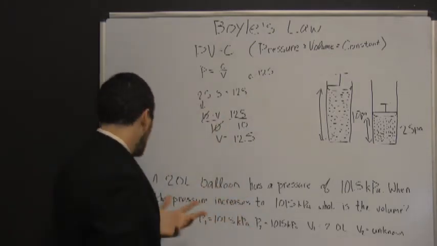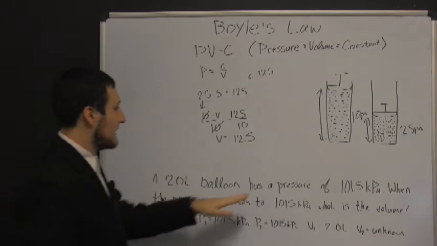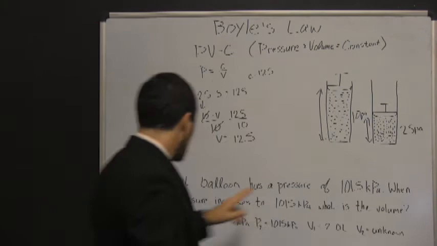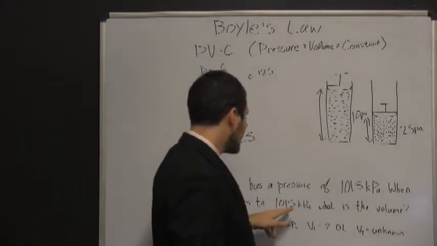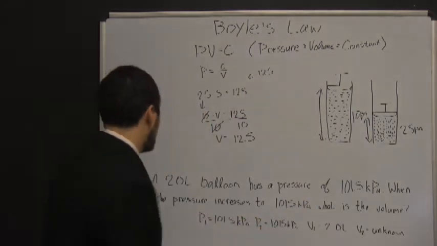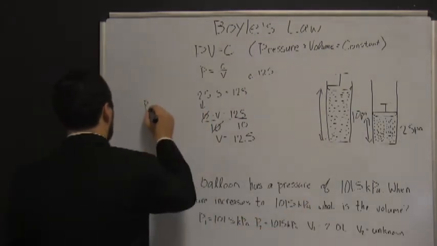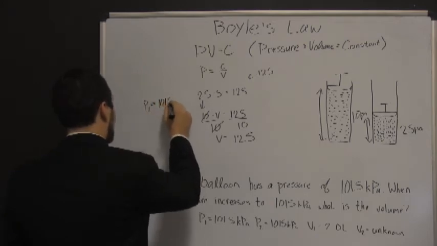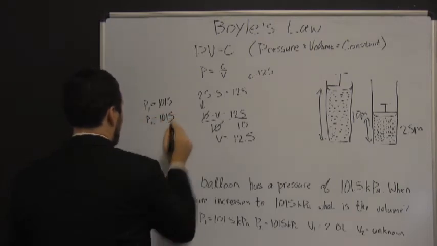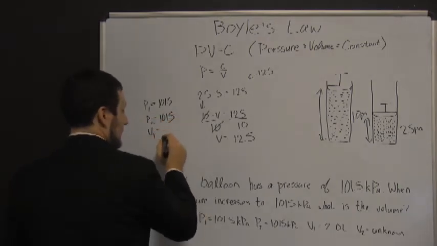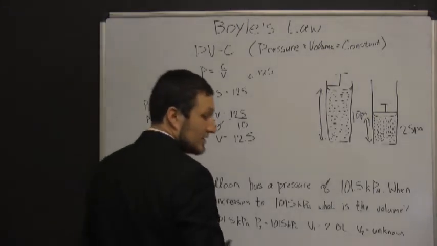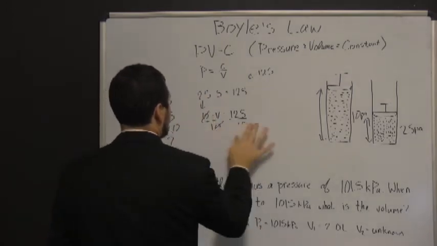Now, to use that in an example, we have an example down here. A 2-liter balloon has a pressure of 101.5 kilopascals. When the pressure increases to 1,015 kilopascals, what is the volume? So we have a P1, our pressure 1 is equal to 101.5. Our P2 is equal to 1,015. Our volume 1 is equal to 2.0, and our volume 2 is what we don't know. So that's what we're shooting for, to figure out our second volume.